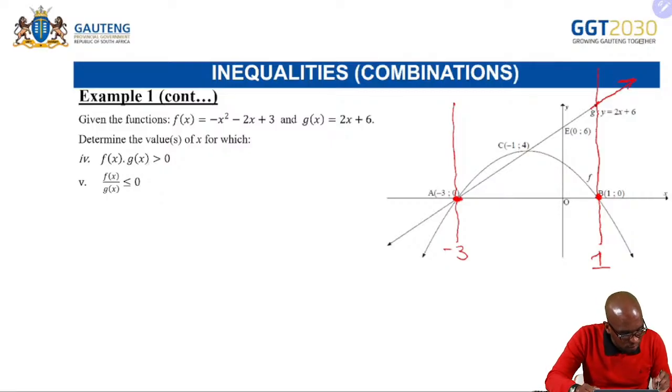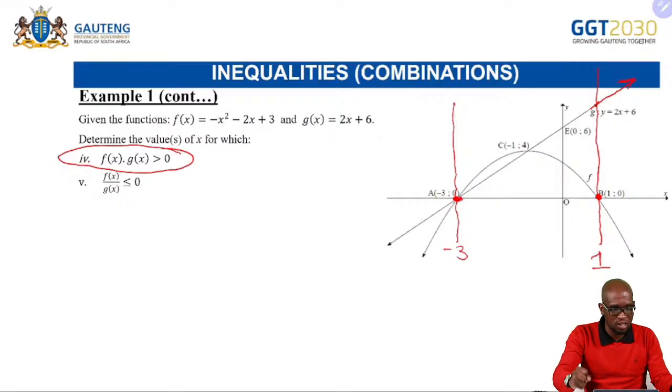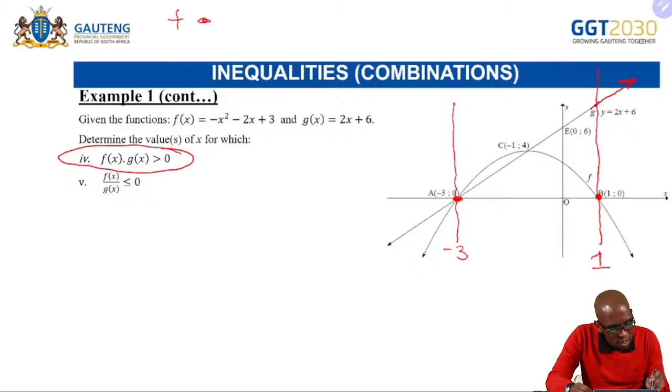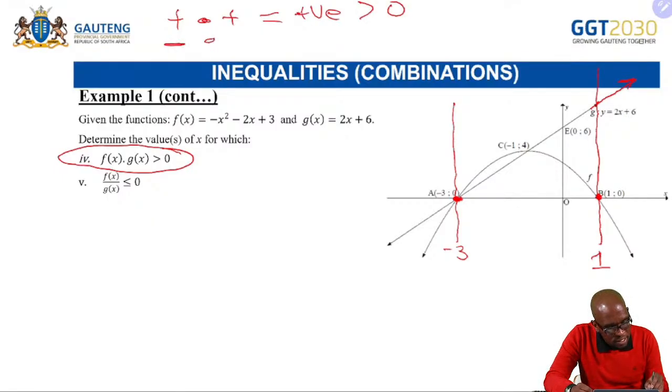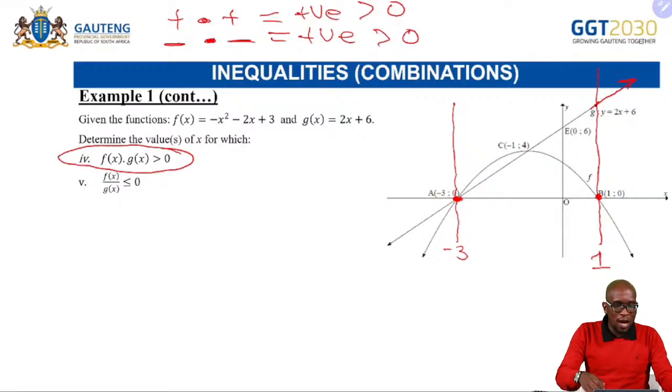Now, let's check the first question. The first question wants where f times g is greater than 0. Greater than 0 means positive. The only way of getting positive here is if f is positive and g is positive; if you multiply these two, you're obviously going to get a positive. Alternatively, still on operations from grade 9, if both the signs are negative and you multiply them together, you get a positive, which means it's greater than 0. So you are interested in where both graphs have the same sign.